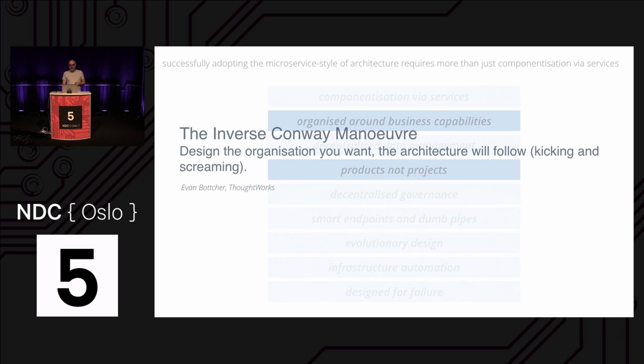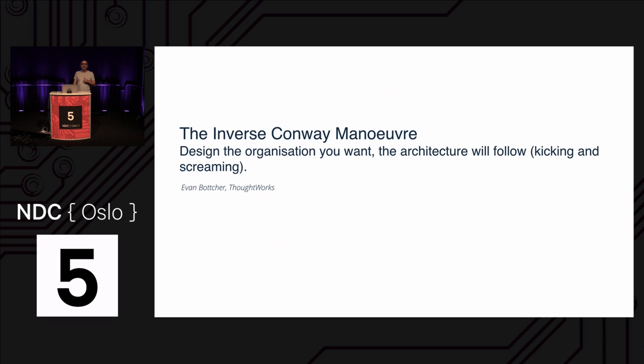There's this thing I like called the inverse Conway maneuver, which is in the title of this. This is from a colleague, Evan Bottcher. He says one of the ways you can go about making architectural changes is to first design the organization you want based around your business needs. And then your architecture over time will follow, kicking and screaming.